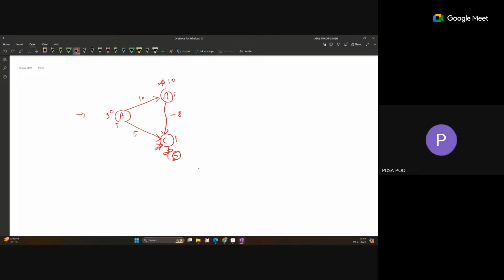When we select C, there is no outgoing edge, so no update happens from C. Now C is visited as true, and the only remaining node is B.